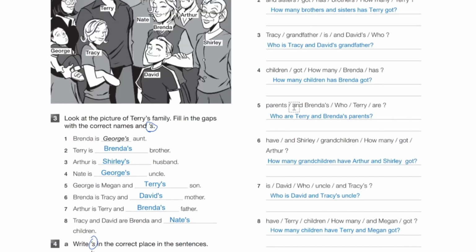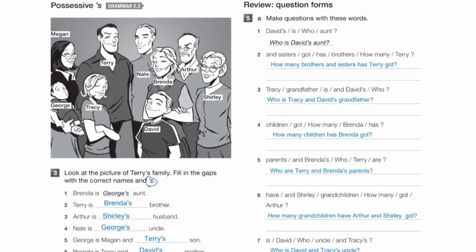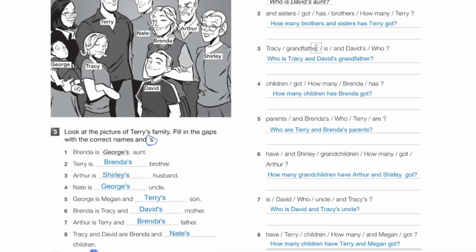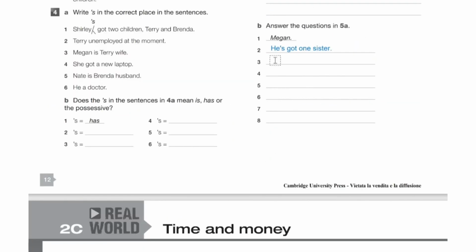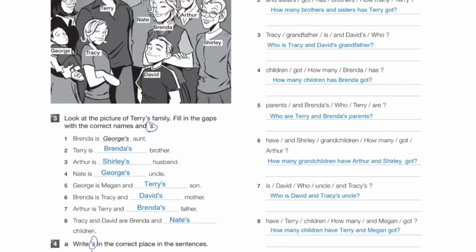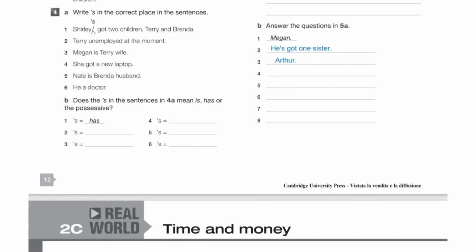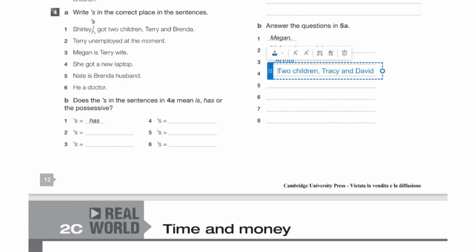Number three, who is Tracy and David's grandfather? As you can see here from the picture, Arthur is the grandfather for Tracy and David. So we're just going to write the name Arthur. That's it. Number four, how many children has Brenda got? Brenda has got two children, David and Tracy. Two children. Tracy and David.